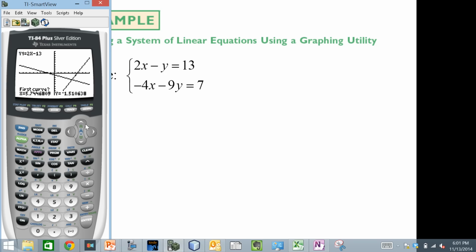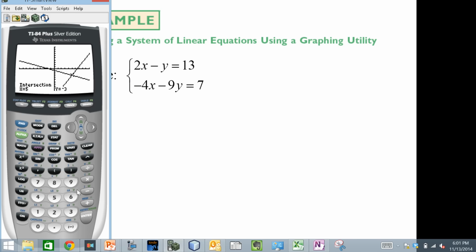We just need to hit enter when the cursor's on one of the lines. There it is. Enter. Is the cursor on the second curve? Sure. And now what's our guess? Where do they cross? Right about there is my best guess. So my solution here is 5, negative 3.